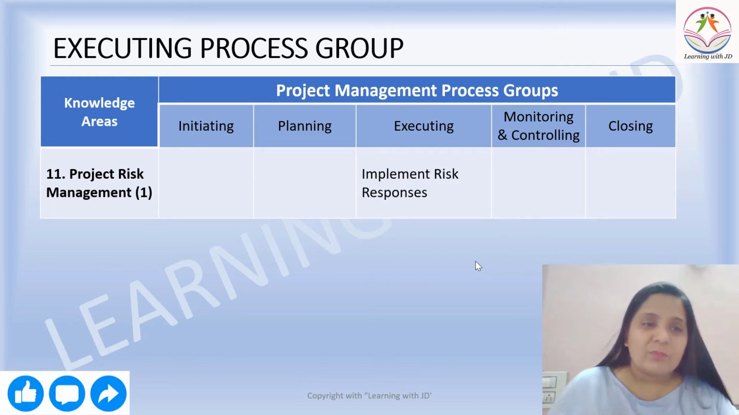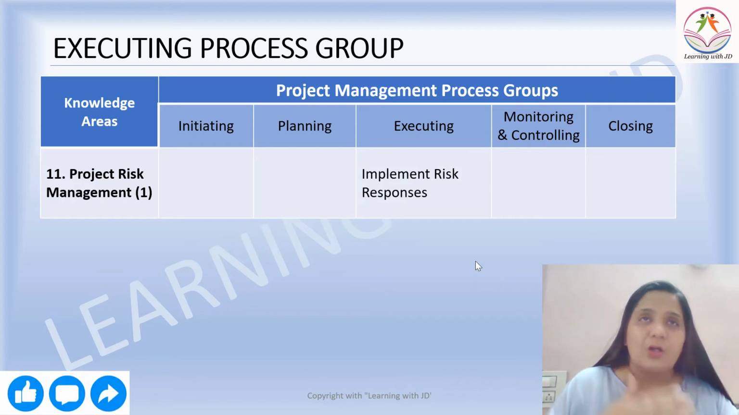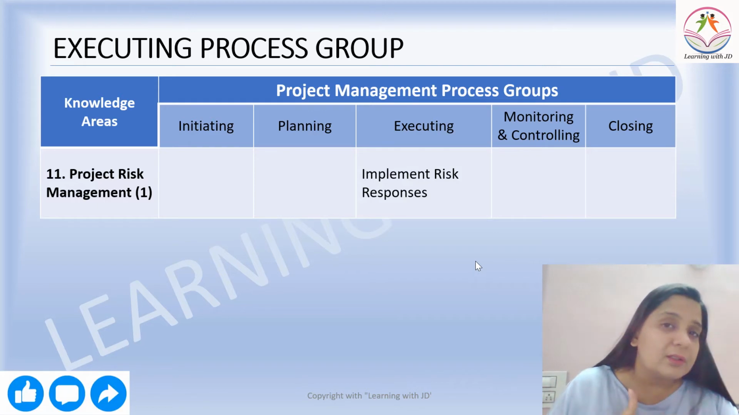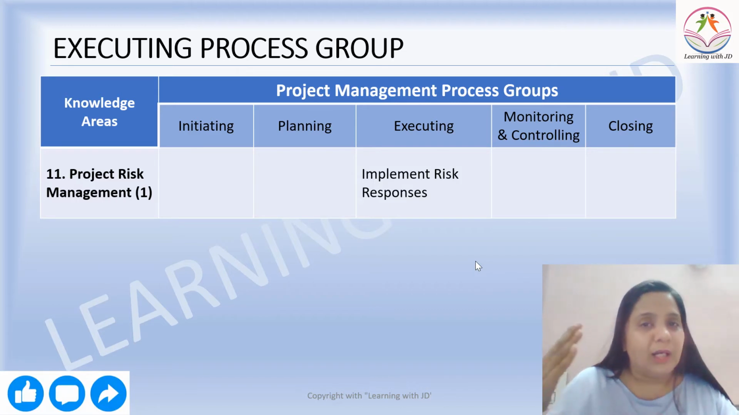Then comes risk management. Implement risk responses. You remember we spoke about risk responses, your plan risk responses in the planning process group. Whatever you have planned at that point of time, if the risk occurs, this is the response that will be taken. If the cost of a dollar goes up or down, if the cost of raw material goes up and down, this is the response that you will manage. Here is the time where you implement your risk responses. Whatever risk you had thought of, you had planned for, here is the time where you actually implement them at the time of execution.